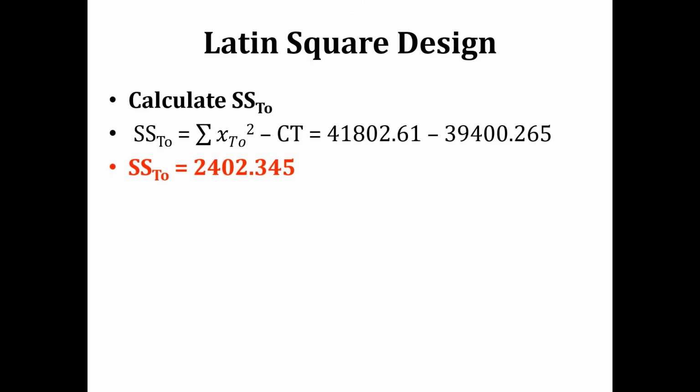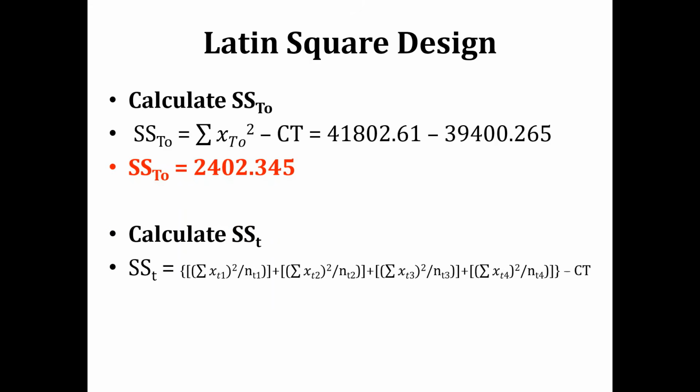Now we have to calculate the total sum of squares. So the total sum of squares is equal to the summation x t o square minus CT. So remember, what is this term, the summation x square for total? This is the square of all the individual 16 observations, and then we take their sum. So this is equal to 41,802.61. So we subtract the correction term, which is 39,400.265, and we get the value of our total sum of squares, which is 2,402.345. So this is the value for our total sum of squares.